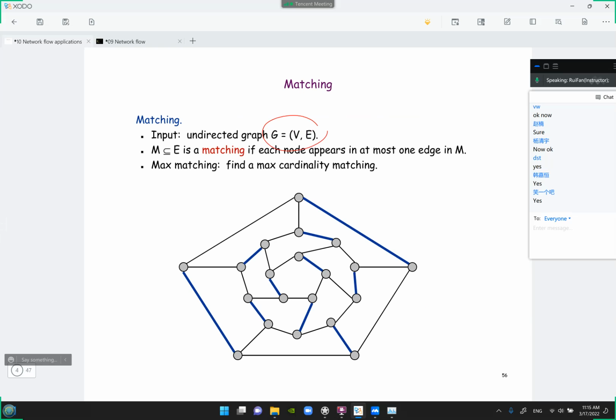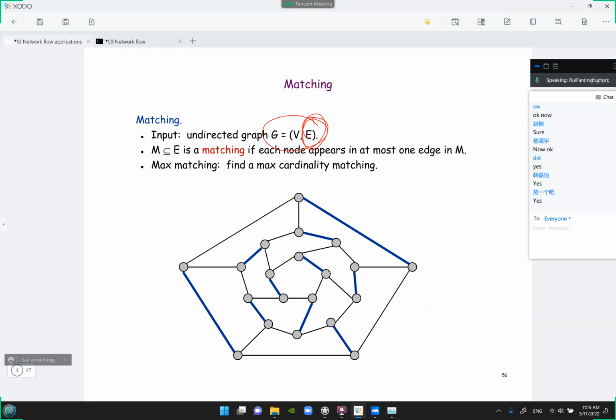You're given an undirected graph G. A matching is basically a subset of the edges, for example these blue edges in this graph. The requirement is that the edges cannot touch each other. You see that none of these edges touch each other. If I add this other edge over here, then it would touch one of the existing edges, so this is not allowed in a matching.